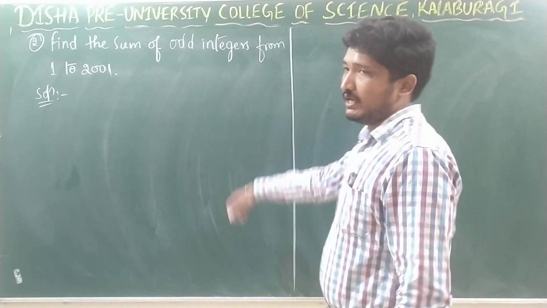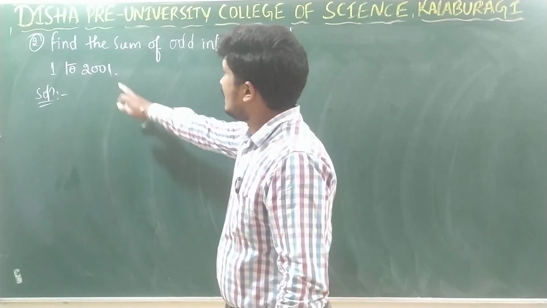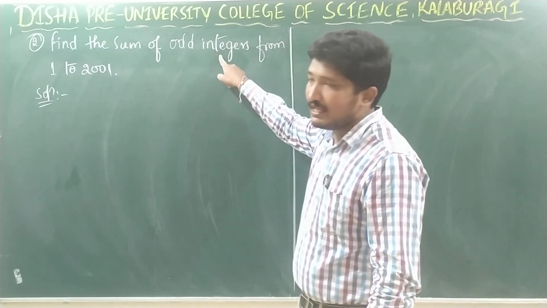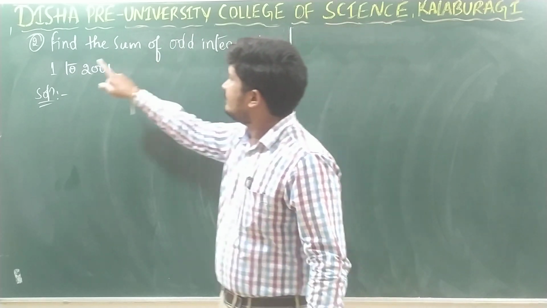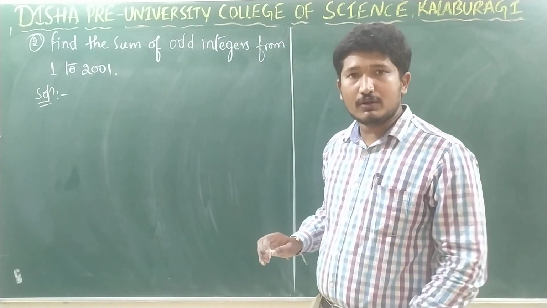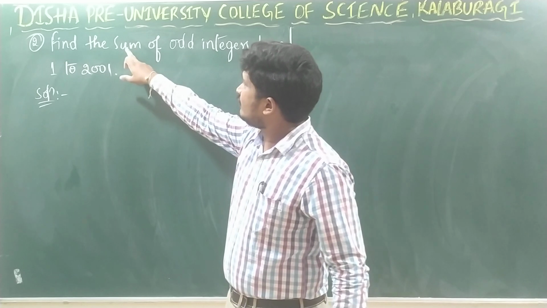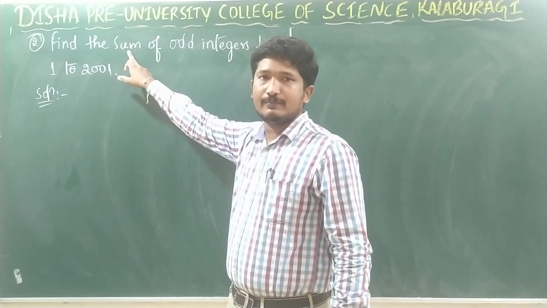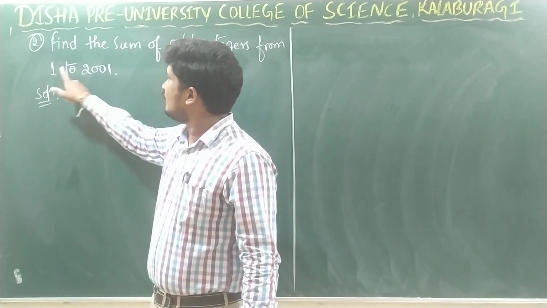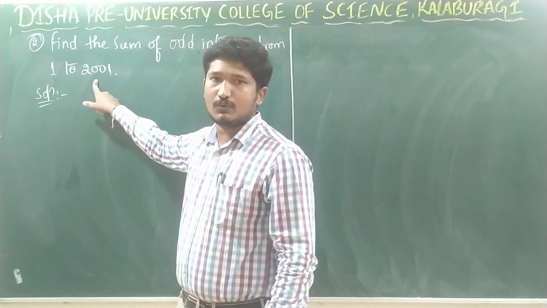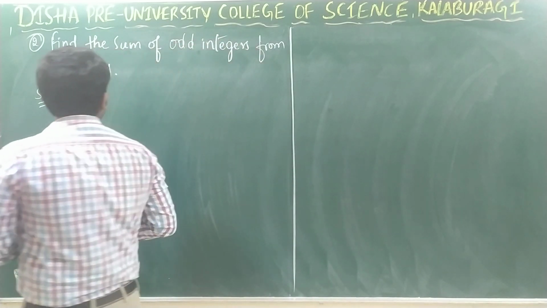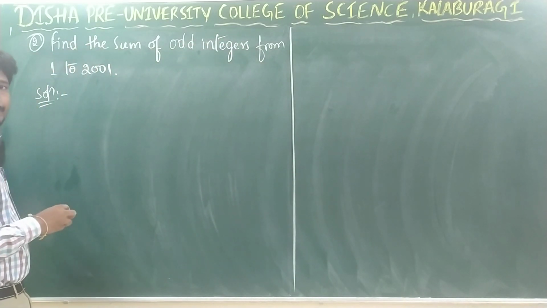Right. So the second question. Find the sum of odd integers from 1 to 2001. Right? So what we have to do here? We have to find out the sum of all the odd integers that starts from 1 and ends at what? 2001. So we have to find out the sum. Right? So what is the formula to calculate the sum?